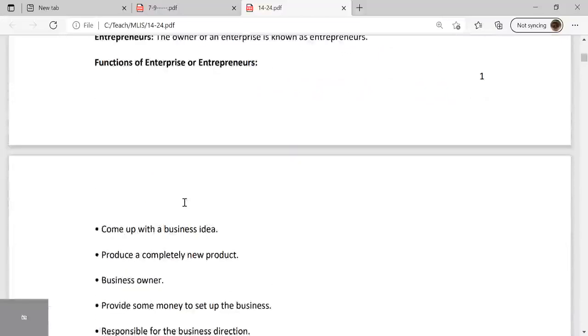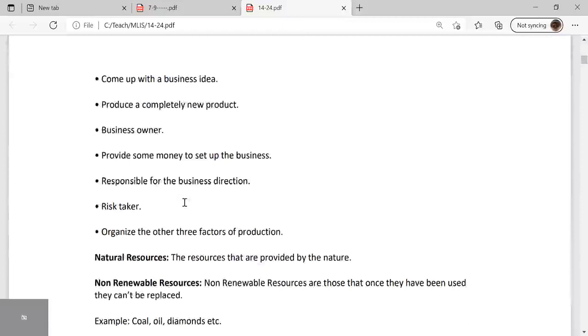Now there are some functions of an enterprise or entrepreneur. They come up with the idea, so they must be very creative. They produce a completely new kind of product, a unique product, so that they can survive in the competition. Then they're the owner of the business. They also own the resources, and they provide the money to set up the business. They're responsible for business decisions and directions.